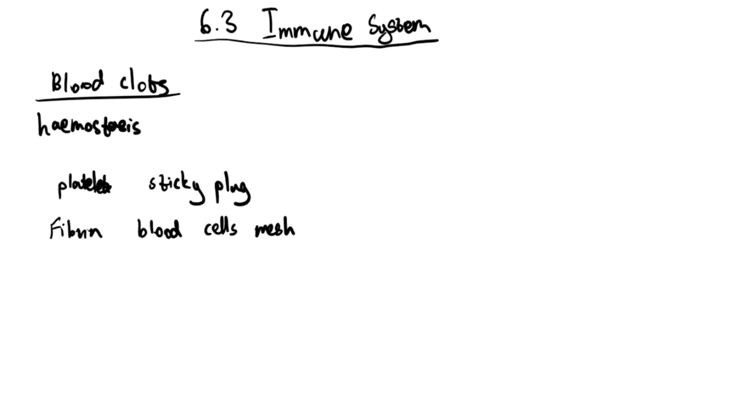But there's something called a coagulation cascade. So what happens is when a blood vessel is damaged, it releases clotting factors, and clotting factors cause prothrombin to be converted to thrombin, right?